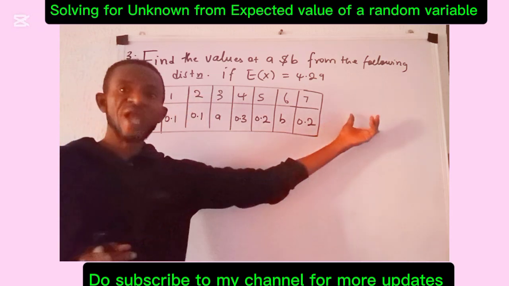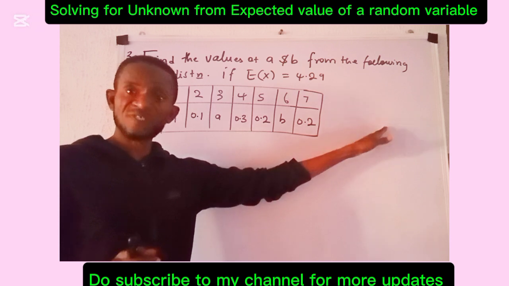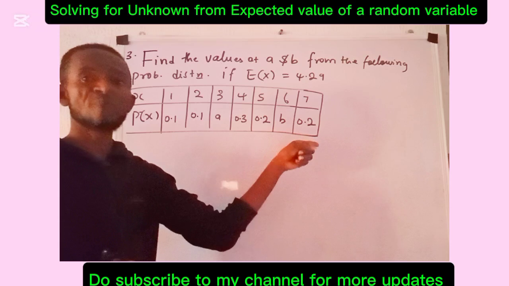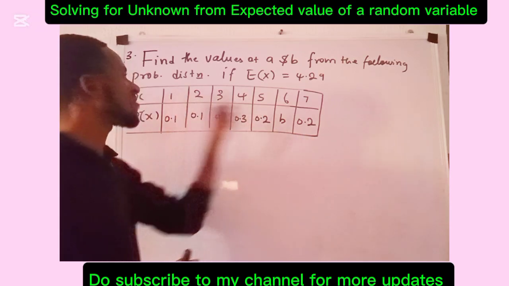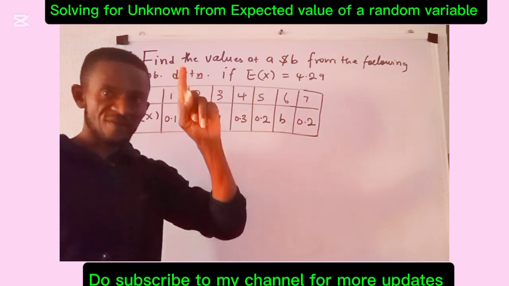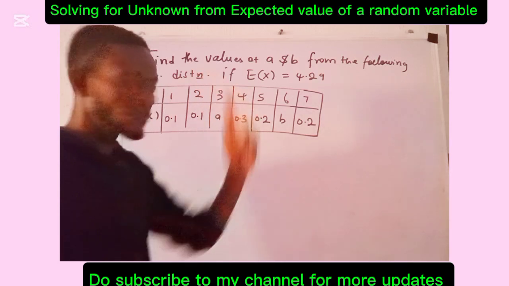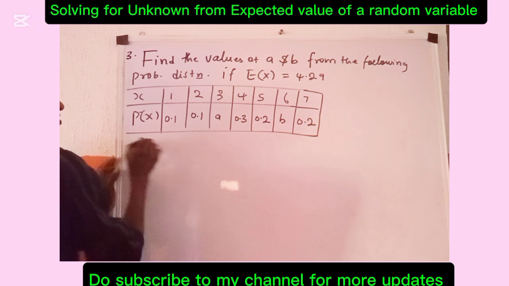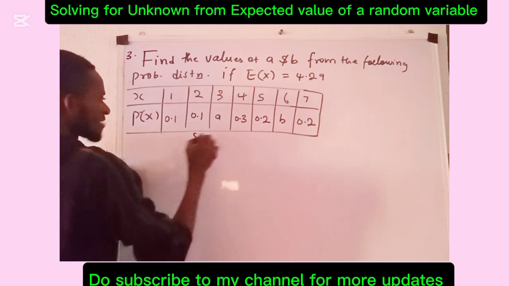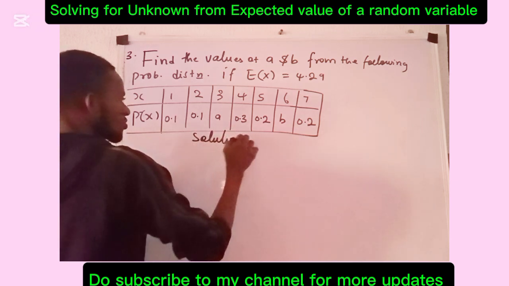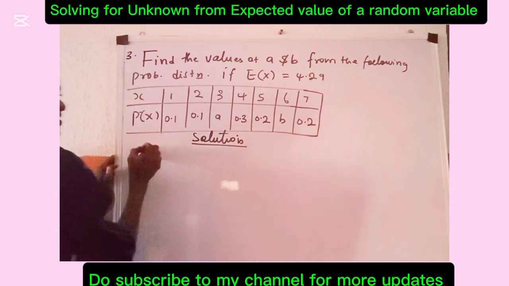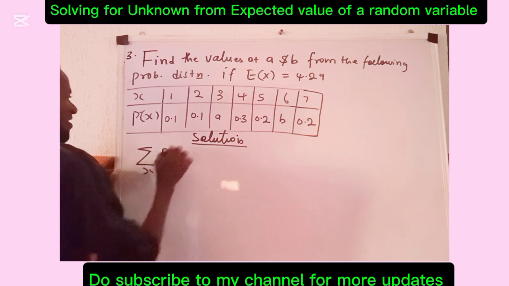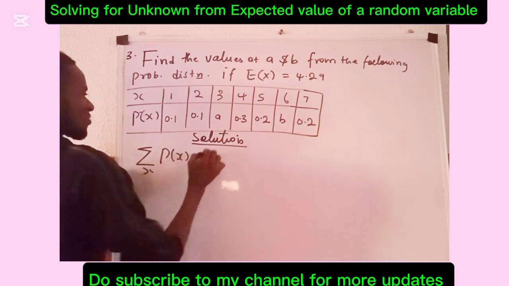So we are going to now apply the third property of the PMF, which says that the sum of all the probabilities over the range, beginning from 1 to 7, is 1. And that principle will help me to say correctly that I will now begin with the solution as usual. Solution. The sum over the range of x of P of x equals 1.